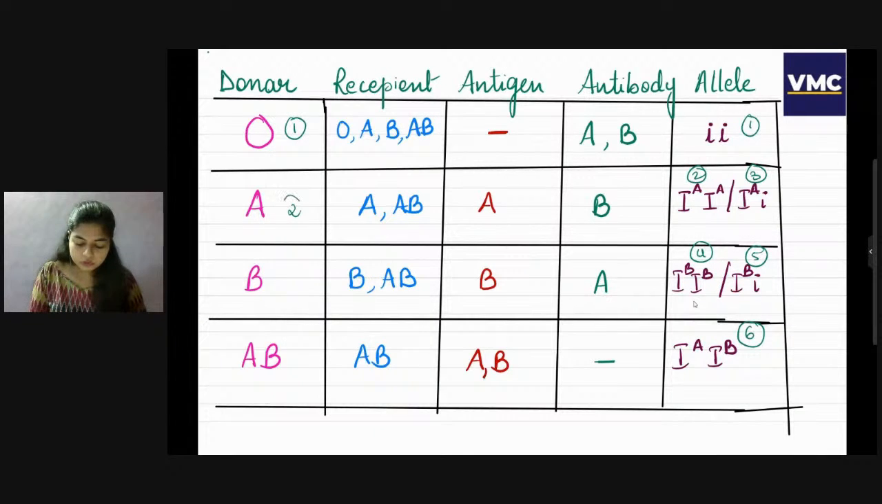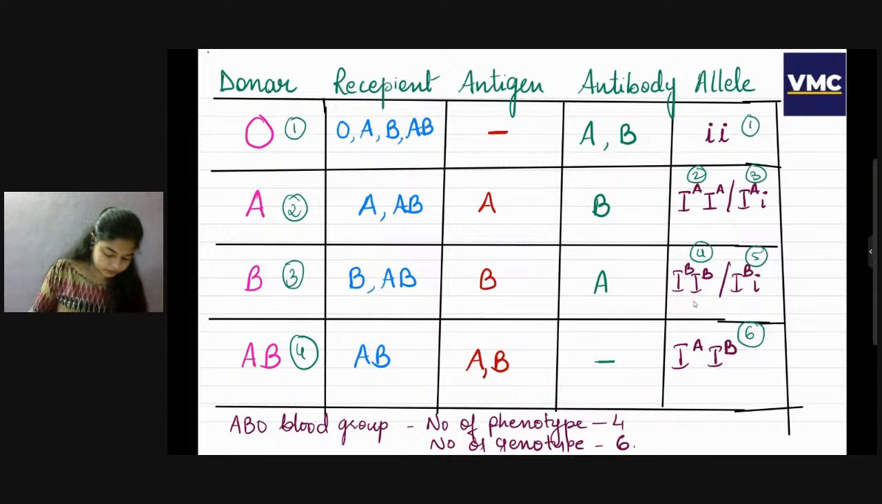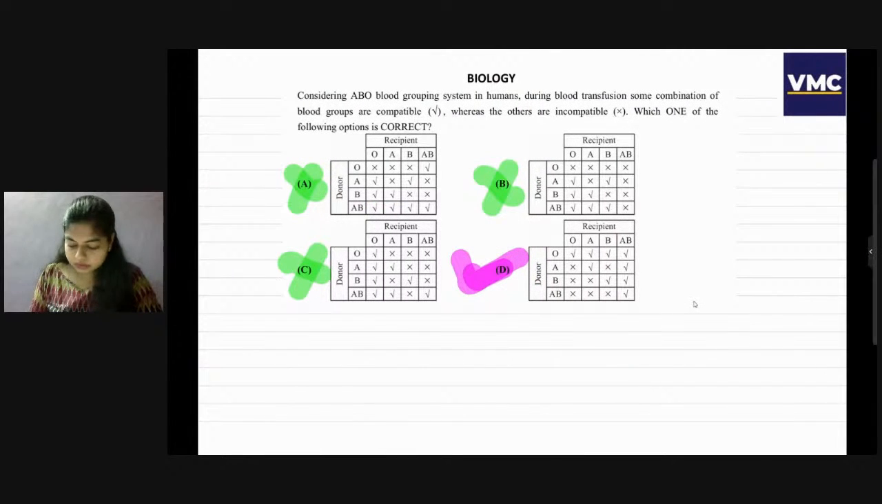And phenotype will be 1, 2, 3 and 4. So you can write: for ABO blood group, number of phenotypes is 4 and number of genotypes is 6. Yes, Ram Pravesh, 4 phenotypes and 6 genotypes. Yes. तो ये this was a question asked in 2019. Okay, ये 2019 का question है. Another question is also there.